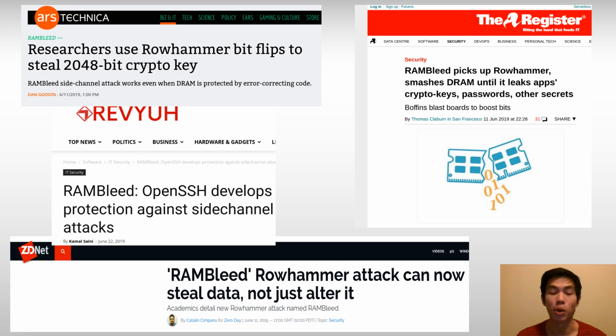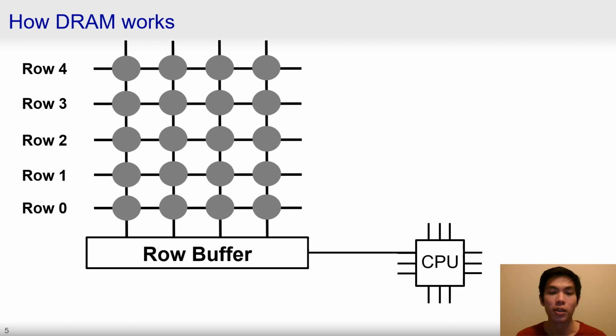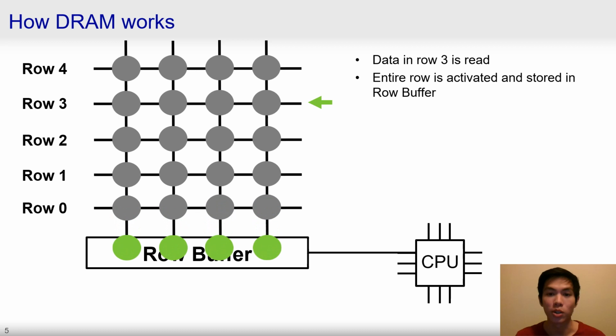Before I begin to describe the specifics of how RAMBleed works, we first require some rudimentary background on how DRAM works. I'll illustrate with an example. Here, DRAM is again a 2D grid of rows and columns, and the CPU requests to read some data that is located in row 3. In order to read data of any size from a given row, the entire row must be activated, not just the data that was requested. And so this data request activates all of row 3 and moves the entire row into a structure called the row buffer. Finally, the requested data is forwarded to the CPU.